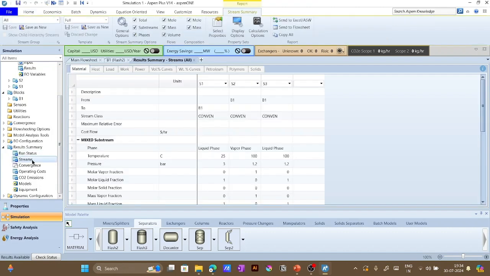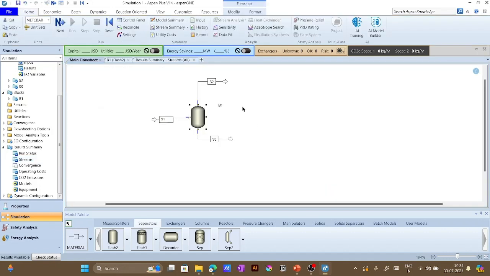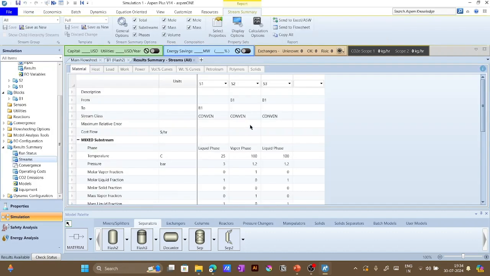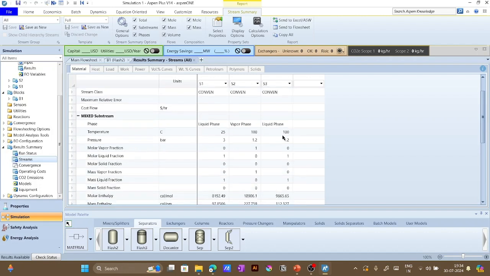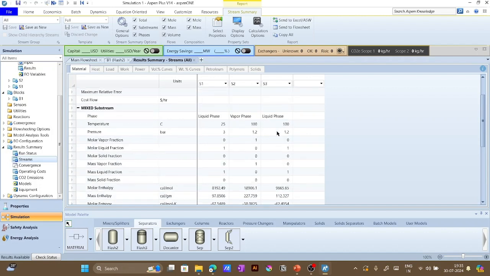If you click on the stream part, you will get the result for S1, S2, S3. We had specified the data for the S1 stream, and then S2 and S3 it has calculated. So what is our S2? S2 is a vapor stream and S3 is a liquid stream. For both vapor and liquid streams, you can see what phases they are in. S2 is in vapor phase, this is in liquid phase. Since the flash drum is operating at 100 degrees centigrade and 1.2 bar, both have the same pressure value.